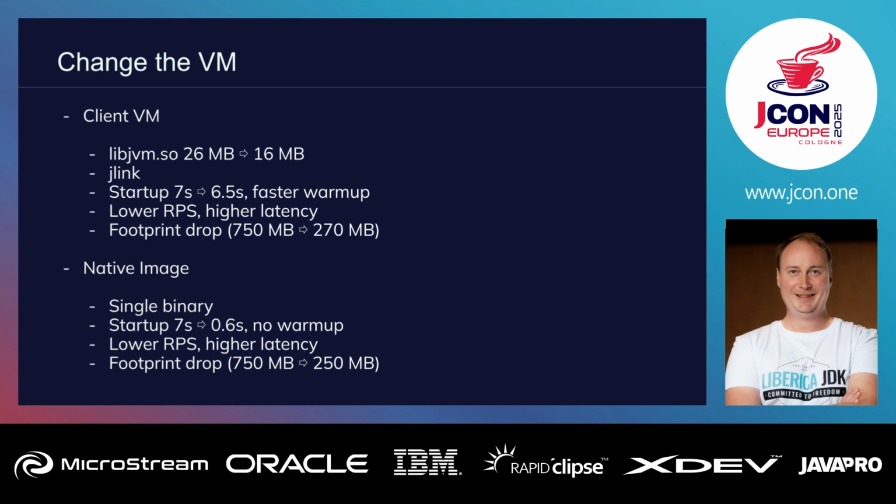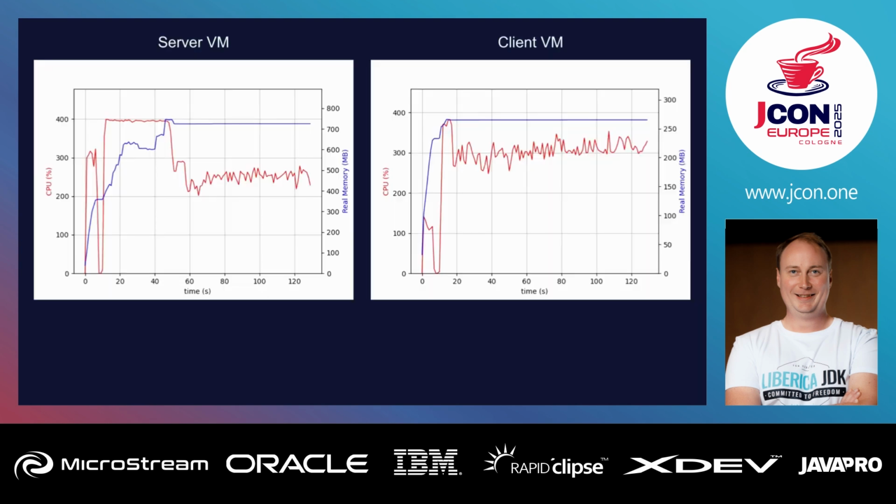Though it has some consequences in higher latency and lower throughput, though it's not that dramatic as your footprint gain. Or you can use native image, which has kind of been famous for that low memory consumption, etc., etc., etc. Though, you see, savings are the same. And it will also show a different throughput picture. So with the client VM.